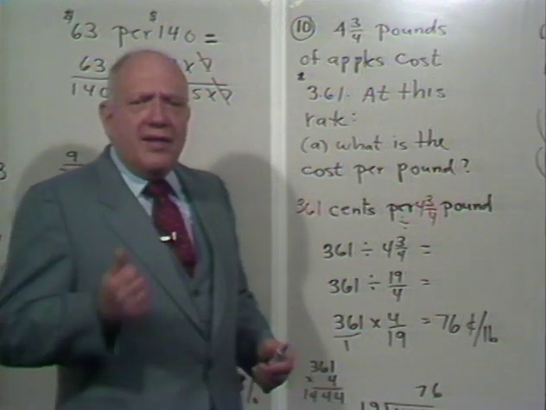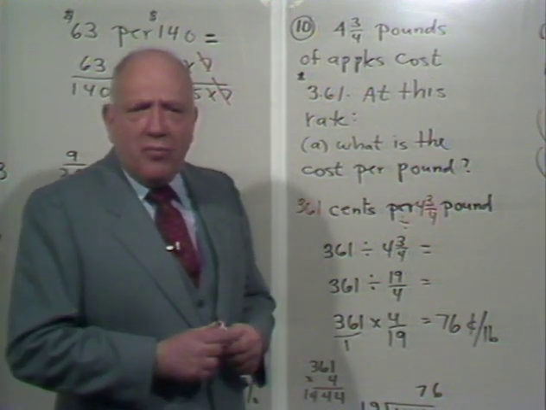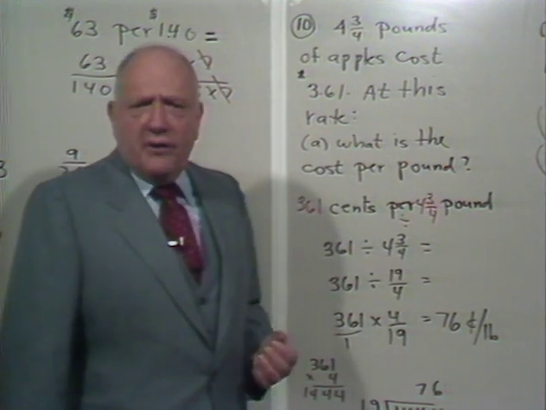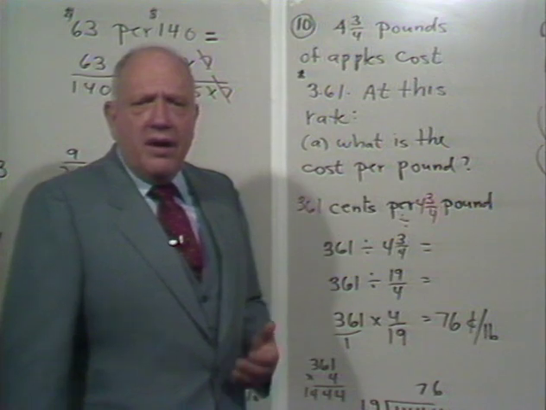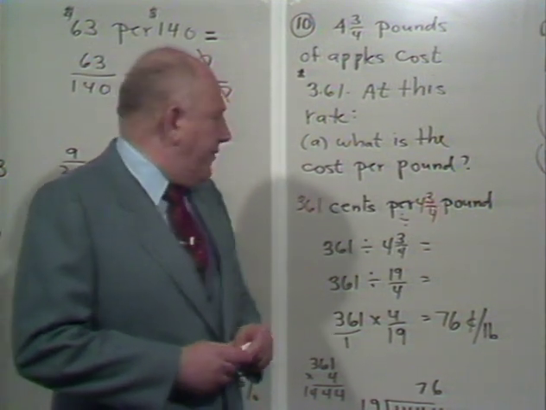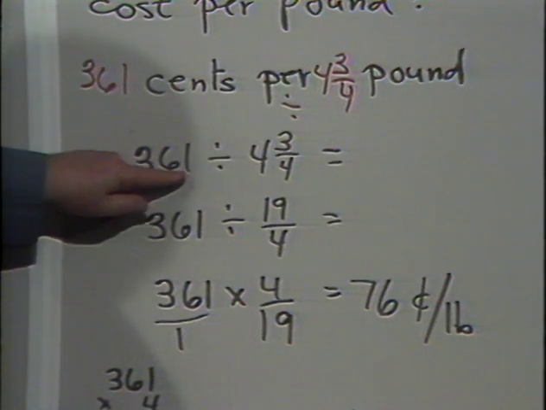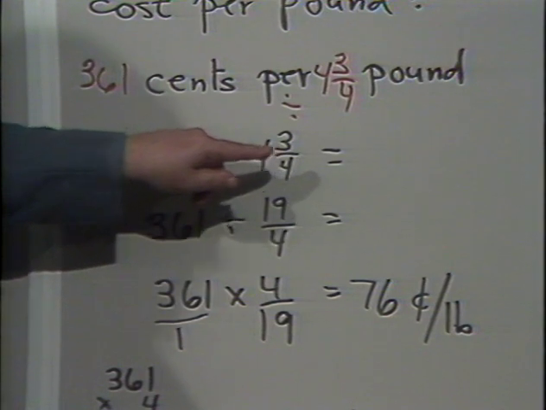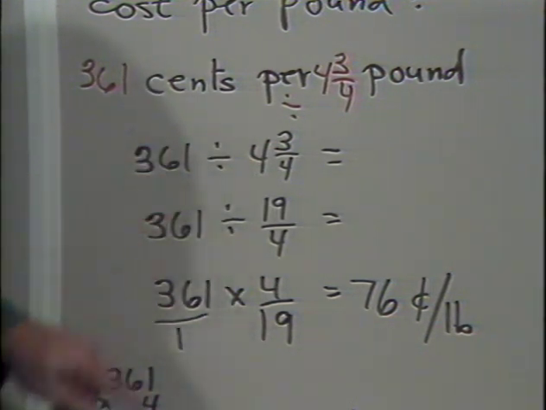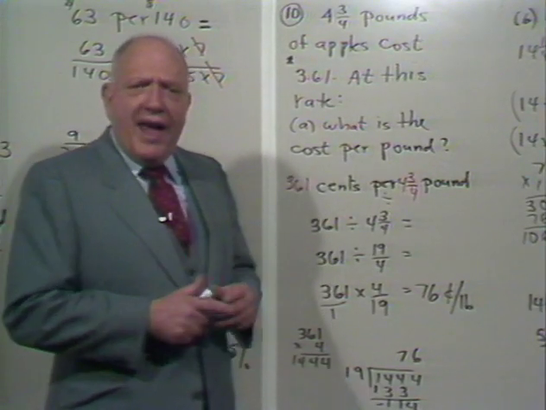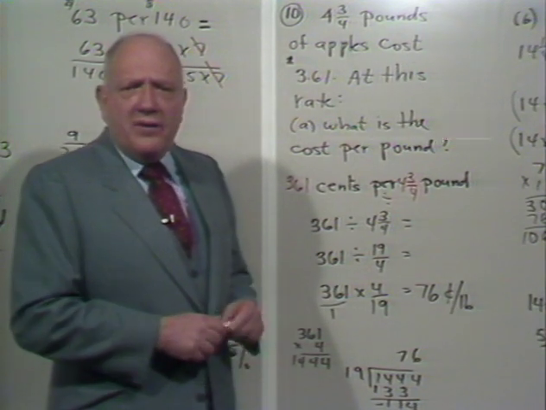What's the only new thing that's happened here that didn't happen until this module? We're seeing numbers like 4 3/4. That's the only difference. Everything else is the same. And by the way, again, if this bothers you, don't be afraid to round off. 361 is around $3.50. 4 3/4 is around 5 pounds. If you can get 5 pounds for $3.50, that's roughly what? 70 cents a pound? 5 goes into 350 70 times. So you're looking at an answer somewhere in the ballpark of 70 cents a pound.